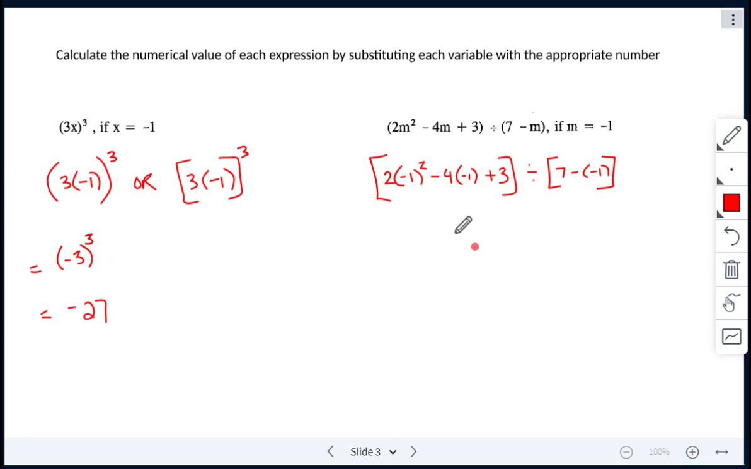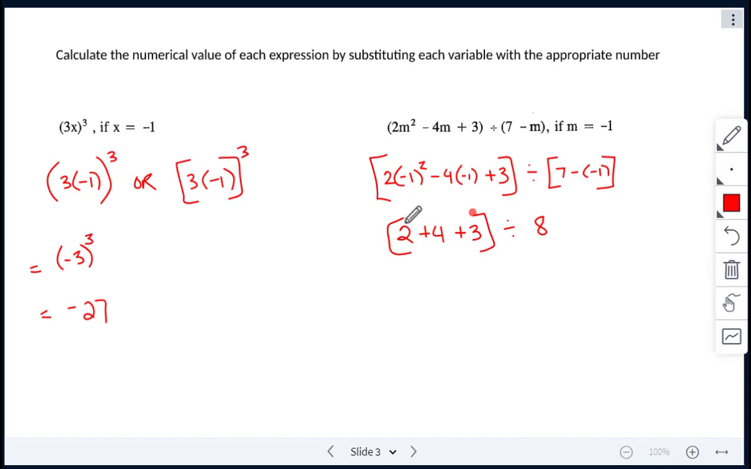All right, so here we have negative 1 squared. So negative 1 times negative 1 is just 1, and then 1 times 2, that just gives me 2. Right, then I have negative 4 times negative 1, which gives me positive 4. And then I have the plus 3. And then here I have 7 minus negative 1, which gives me 8, so it's divided by 8.